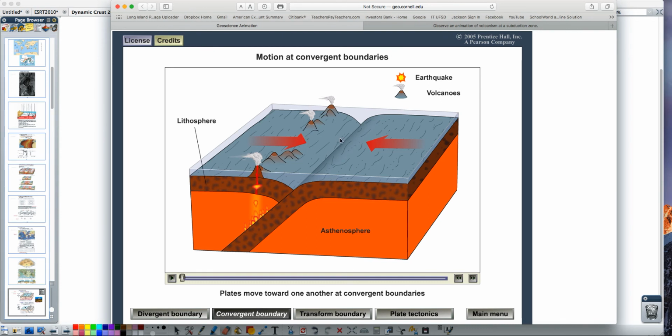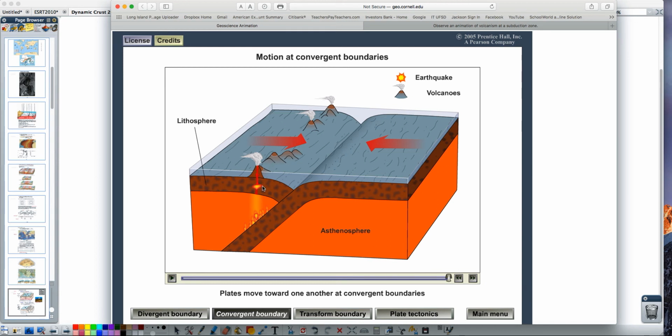See the two arrows? The two plates are moving toward each other, but they're not going to have a big pile up. One's going to go down beneath the other. Now watch this happen. So this plate is going down into the earth, and it's melting down here in the asthenosphere, and that's creating volcanoes up above.